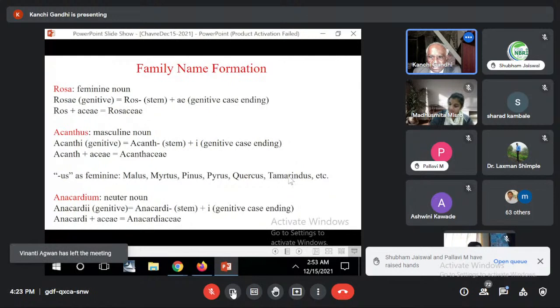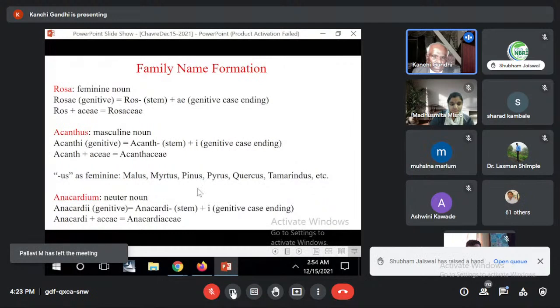Tamar. You know how a tamarind fruit looks. So for Europeans, it was the date fruit of India. Tamar is the date fruit. Indus is India. The date fruit of India was called Tamarindus. And he assigned the feminine.